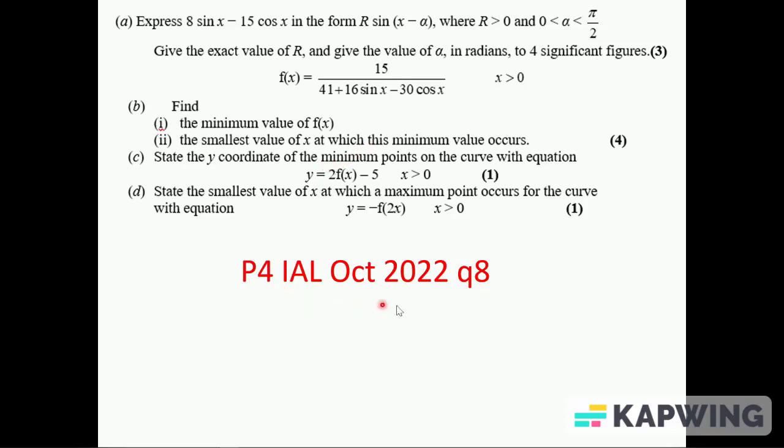Right, we've got P4, International A-Level, October 2022, question 8. Got one of the old R sin(x minus alpha) questions here. So we express it in that form, standard thing. And then we've got this function with the expression on the bottom. We're going to minimize it and find the x value, and then a couple of odd questions at the end, but we'll get to those in a minute.